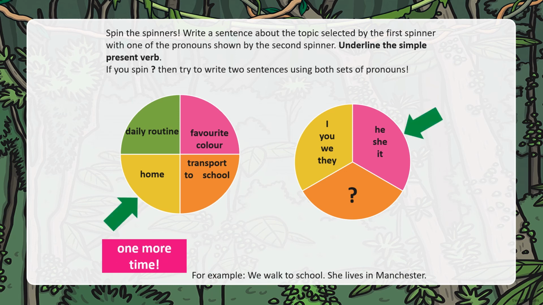Okay, here we go. So we've now got the pronoun either he, she or it for you to include. And over here we're talking about home, so where somebody lives. Okay, pause the video now and write a sentence. Okay, so we had our example here, she lives with the S on the end of the verb in Manchester. So you might have put she lives in East Harling, he lives in Bridgham, it lives in Thetford. Okay.